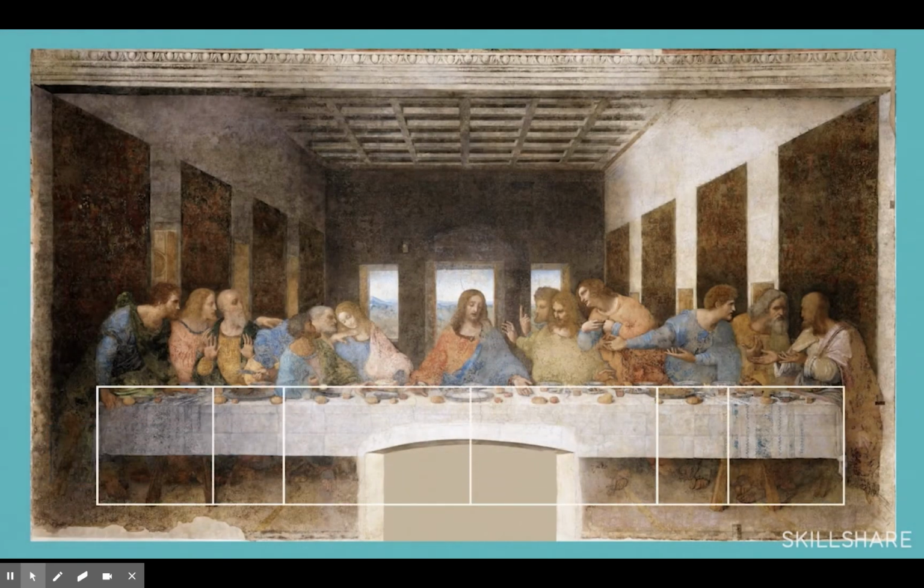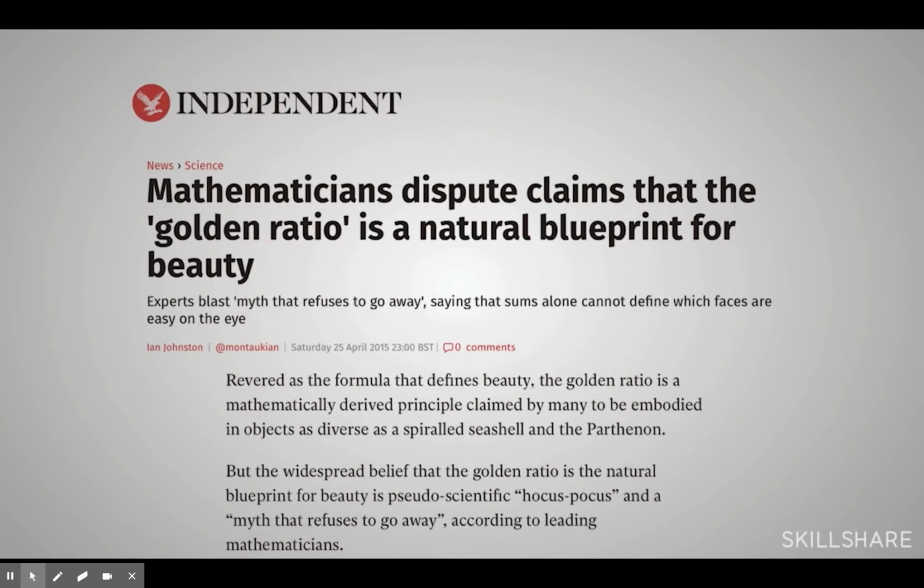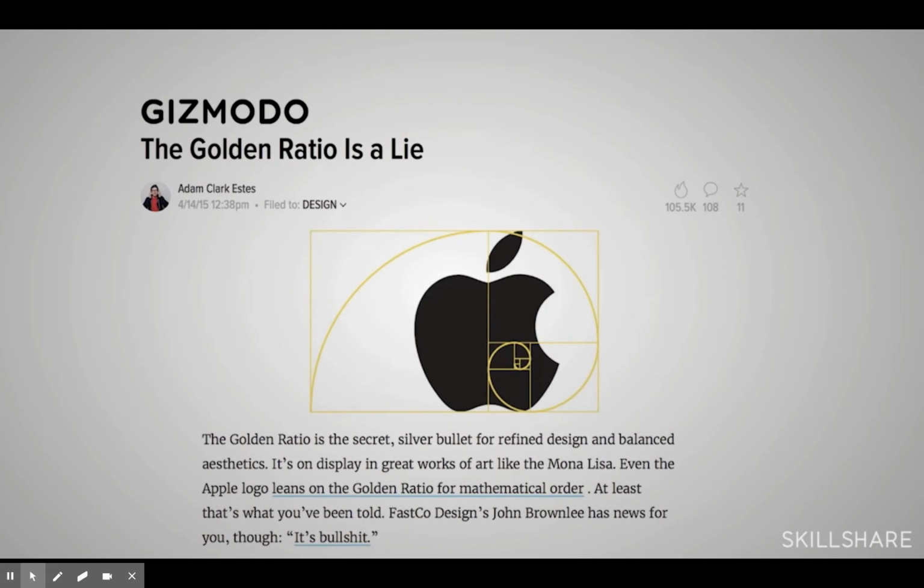Leonardo da Vinci, for instance, used it to define all the fundamental proportions of his painting of the Last Supper. However, these days it's debated whether the golden ratio is a true universal law.